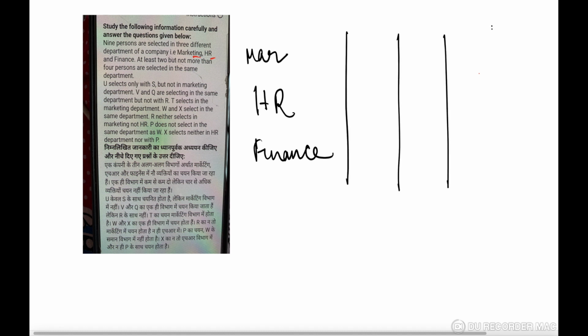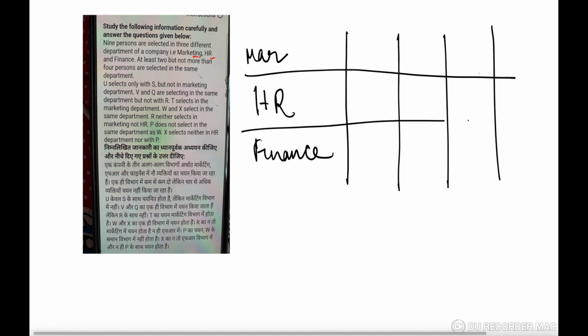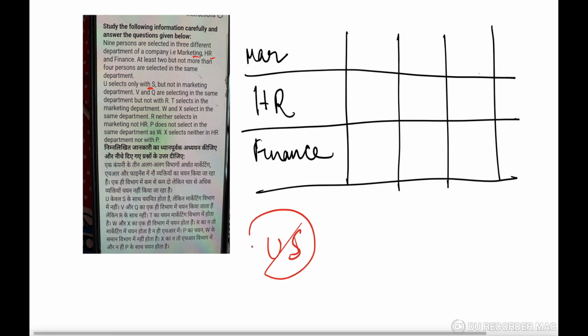Next is this puzzle. 9 persons are selected in 3 different departments of a company: marketing, HR and finance. Okay, so let's make this: marketing, HR, finance. At least 2 but not more than 4, so at least 2 and maximum 4. So let's make 4 spaces. Okay, are selected in the same department. U selects only with S but not in the marketing department.